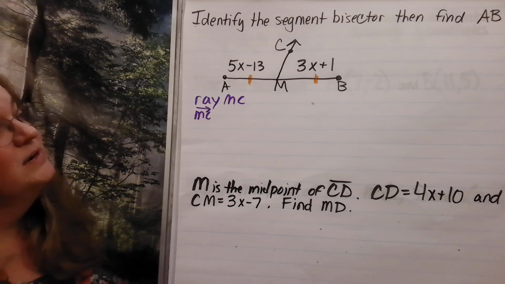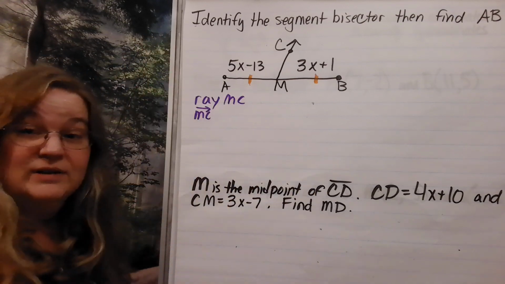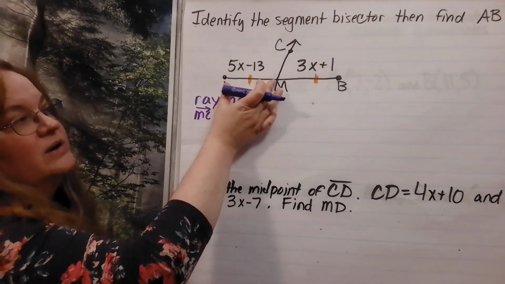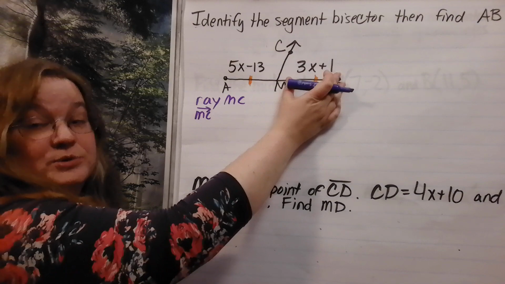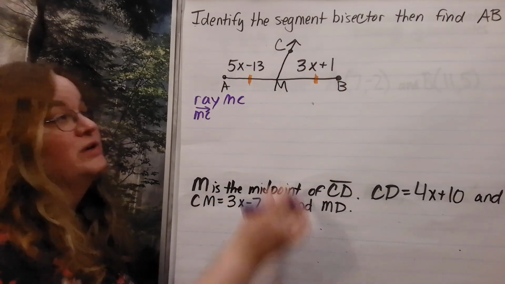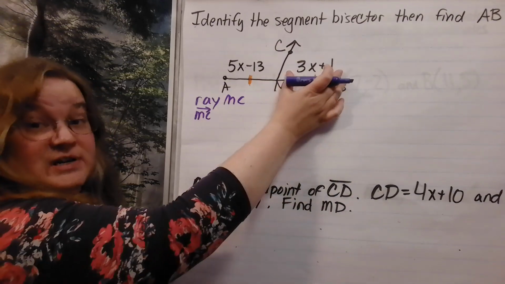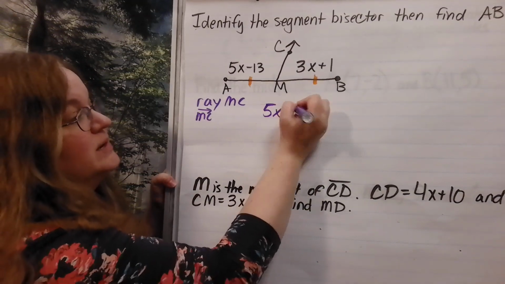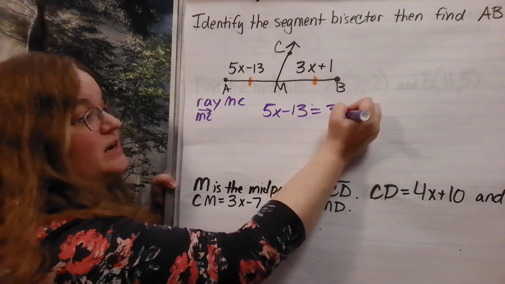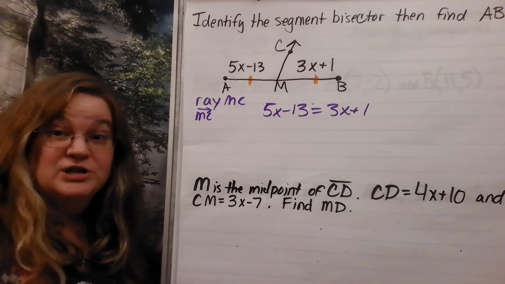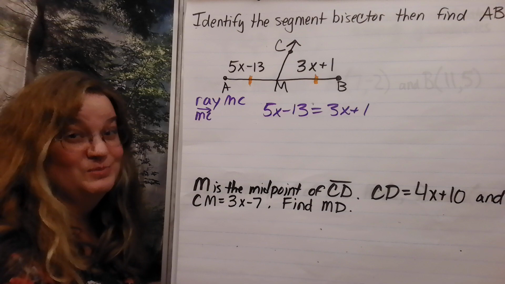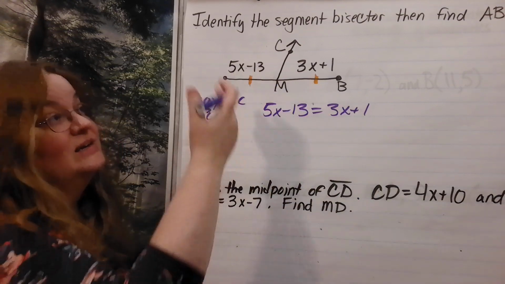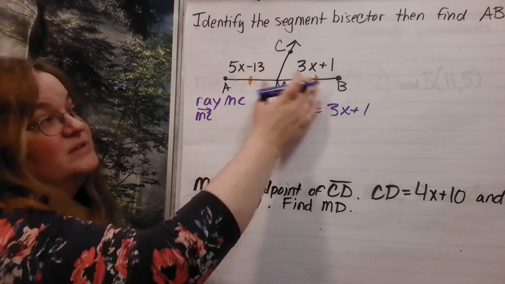Okay. Now, what do I know? I don't have any regular old numbers. I only have these two expressions, but I know that this one has to equal this one because that's the definition of a midpoint. So since this equals this, I'm going to write an equation that says that. So 5x minus 13 equals 3x plus 1. And my strategy now would be to actually solve the equation, and I'll get what x is. I can substitute it back in, and then I can actually find these segments.